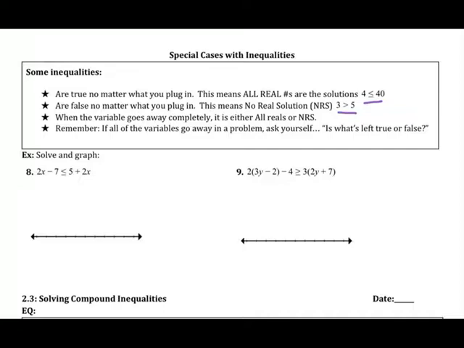You're going to ask yourself the same exact question that you asked yourself last unit. Is what's left true or false? If it's true, like it is here, 4 is less than or equal to 40, that means no matter what you plug in, you're going to get a true statement, which means that all real numbers is the solution. Every possible number you could plug in would work. If it is false, like 3 is definitely not greater than 5, that means your answer is going to be no real solution.